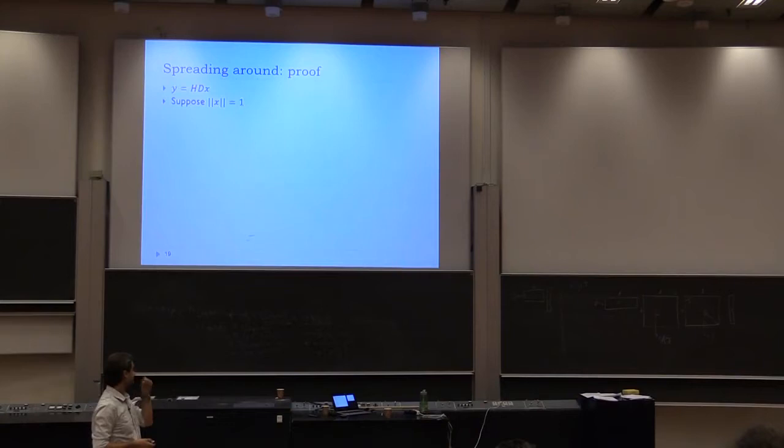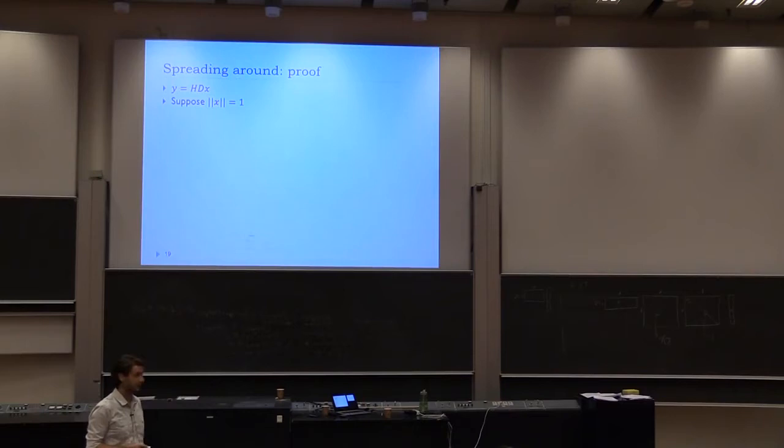The proof works a little bit more directly than this intuition. Let me call Y this transformation, HDx. What we want to prove about Y is that it is not concentrated on a few coordinates, that the mass is mostly spread around. Let me assume that the norm of x is equal to 1. Since this is linear, the norm of x does not matter, it's all the same up to scaling.